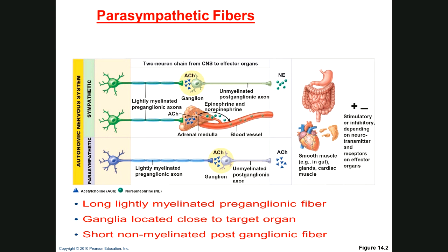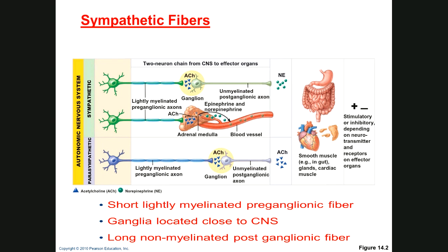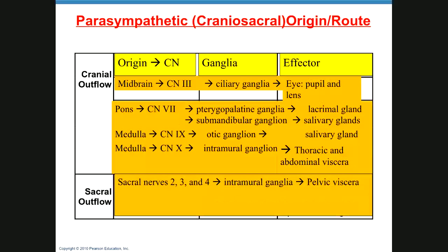And now take a look at something else that this picture is showing you. Notice that the preganglionic fiber is myelinated, lightly myelinated. Postganglionic fiber is non-myelinated. So that was type B versus type C fibers. Same thing for the parasympathetic. Preganglionic fiber myelinated, postganglionic fiber non-myelinated. Okay. All right. Questions?